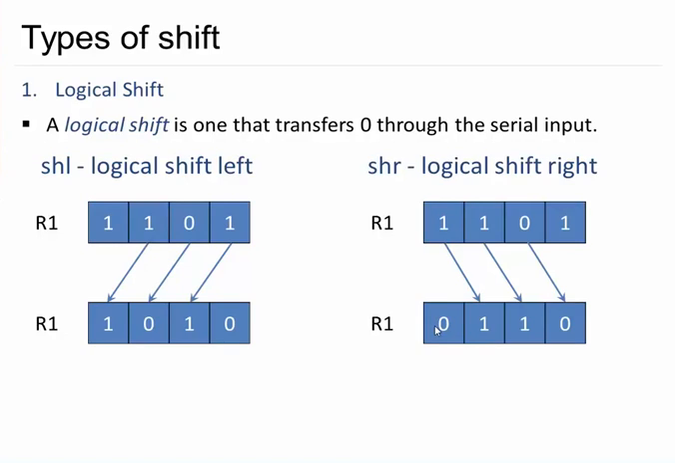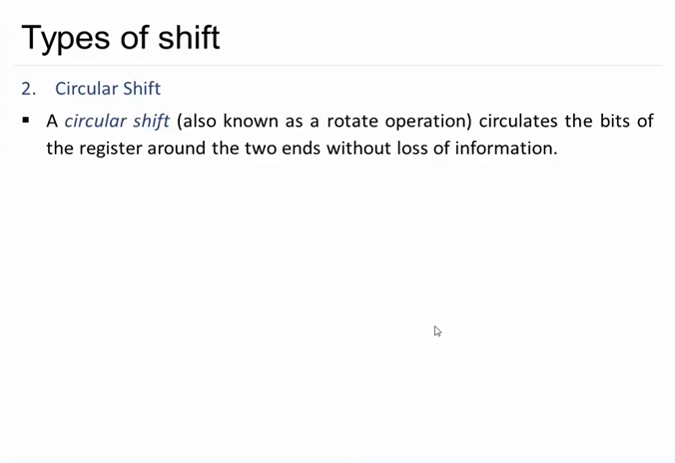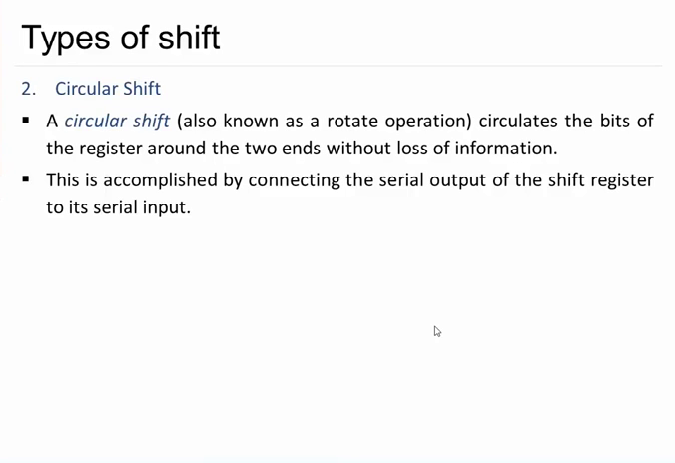A slight variation to this logical shift right: instead of providing 0 as a serial input, we have the second type of shift, that is circular shift, which performs the rotation operation. As it is rotating the information, no new information is added and no information loss will occur. So the output of the shift register is connected to the serial input. Let's see the example.